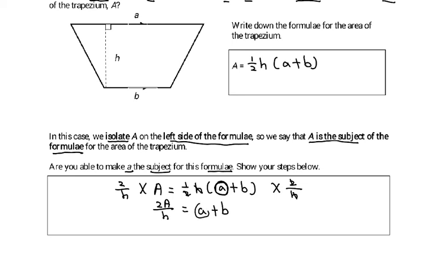Now, to isolate A, I have to remove plus B. So how do I do that? I minus B on both sides. And so I managed to isolate A on the right hand side as 2A over h minus B. Now since the subject of the formula must be on the left hand side, I will rewrite it as, therefore A is equals to 2A over h minus B.